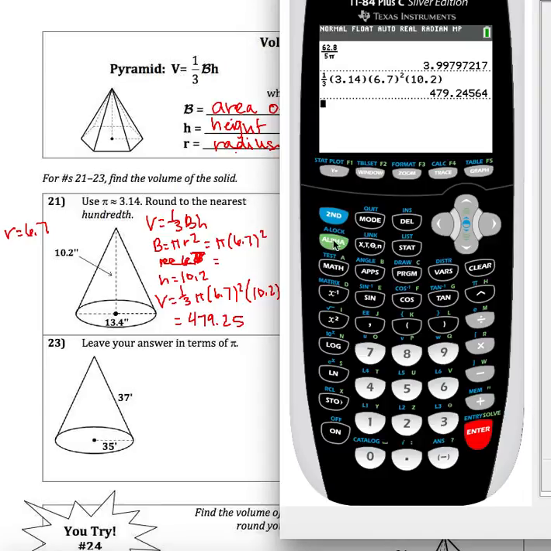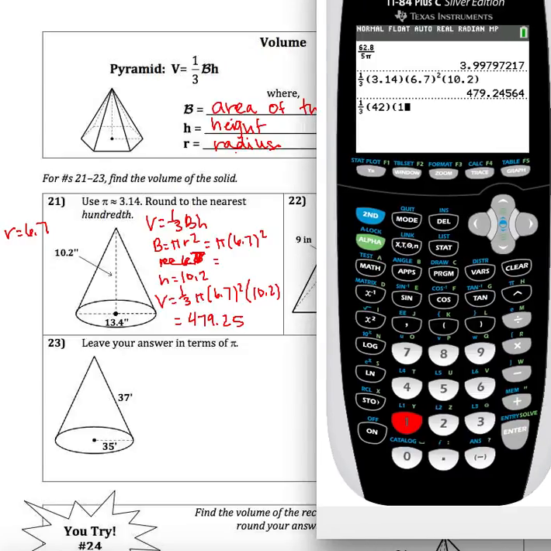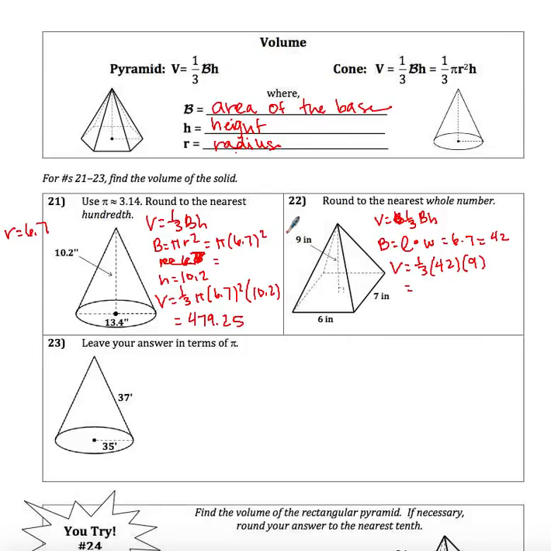So on my calculator, alpha y equals, to get my fraction, 1/3 times 42 times 9. So you get your answer is 126.